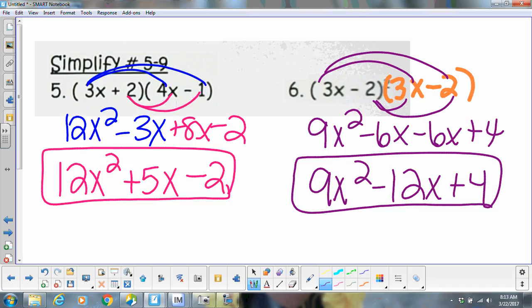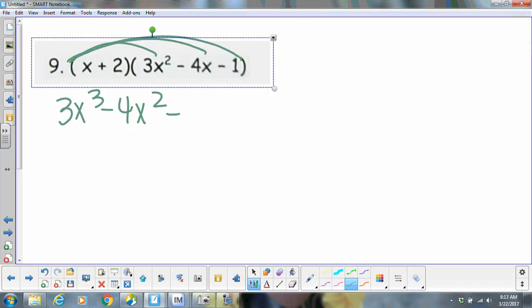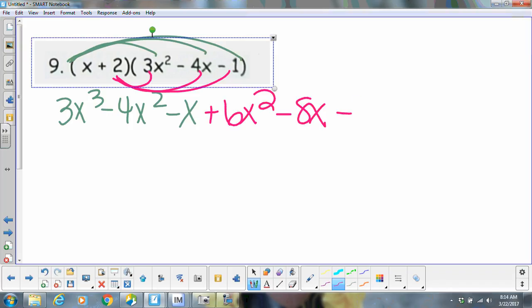Okay, and then I did do the number 9, which was the long one. So I'm going to distribute here, which is going to make that 3x cubed minus 4x squared minus 1x. And then same thing on the bottom. Gives me 6x squared minus 8x minus 2. And combine your like terms.